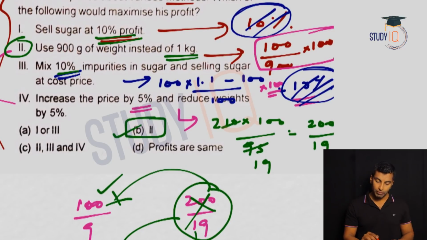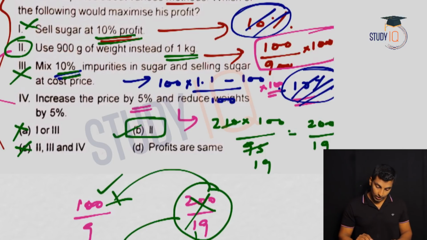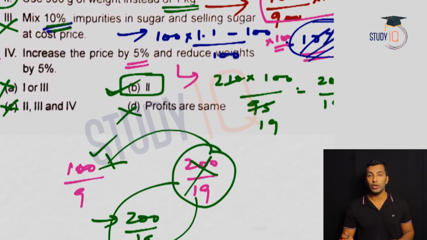Third, you will get 10% profit because 10% impurity, so this and this is anyway out. So this can't be your answer, this can't be your answer. This also can't be your answer. So even if you have confusion between 2 and 4, there is no option which says 2 and 4, so you can pick 2 only. Okay, so this is how you'll get the answer.